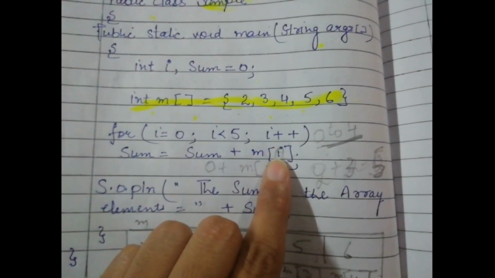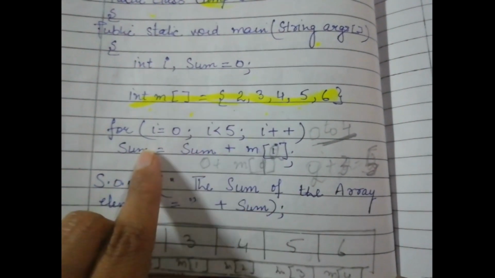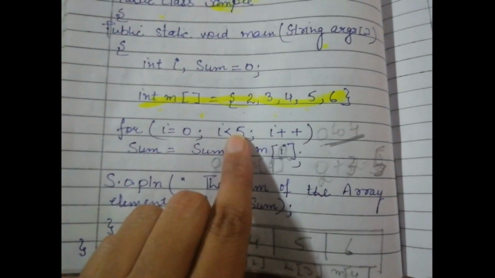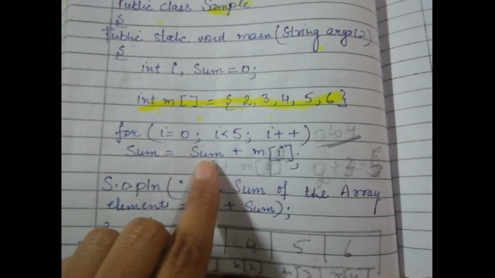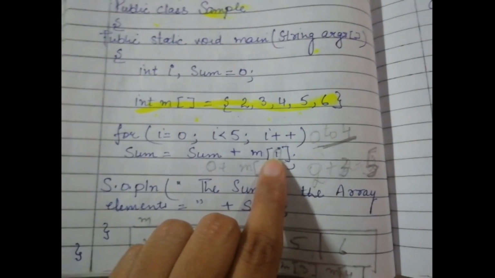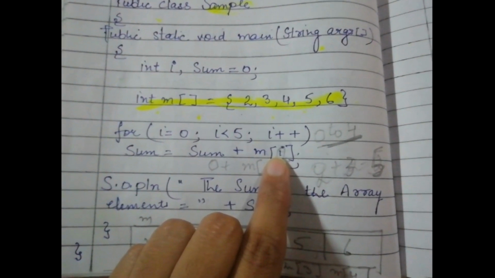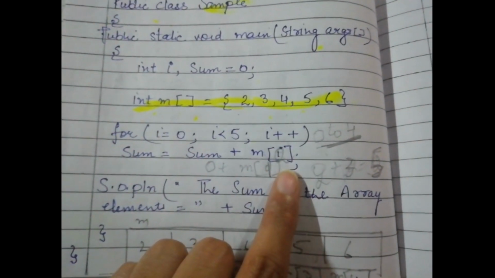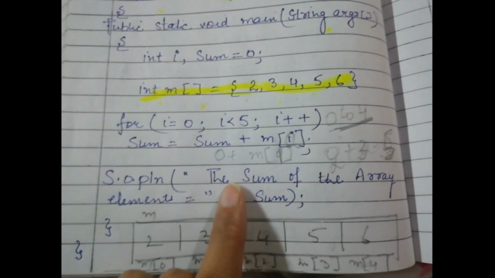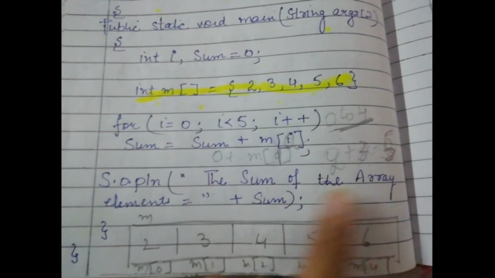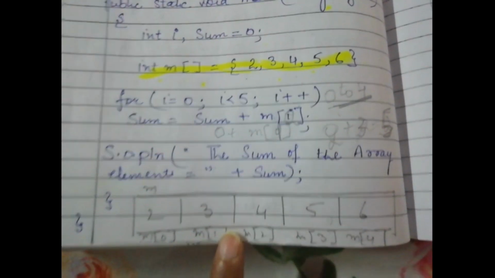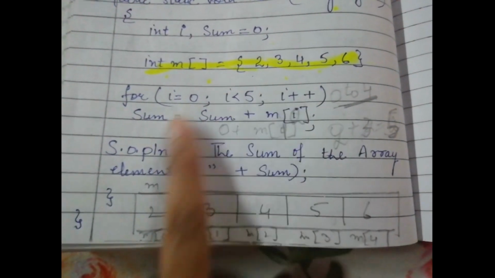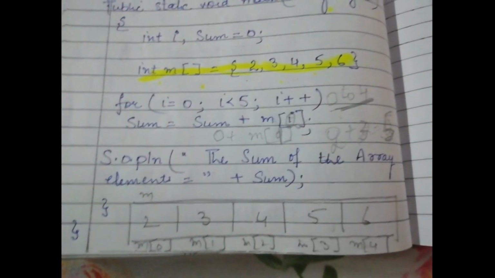Whatever value is at M0 in the array, what will sum become? Sum plus that value, and then next I equals 1. 1 is less than 5. Condition true. Whatever value was in sum, Mi is now replaced with M1, and whatever value is in M1, this process will continue. So after this, the sum of the array elements is this. This print statement will print the sum of all the elements present in an array.